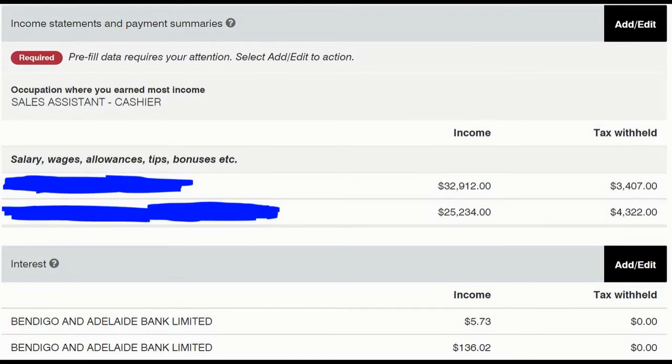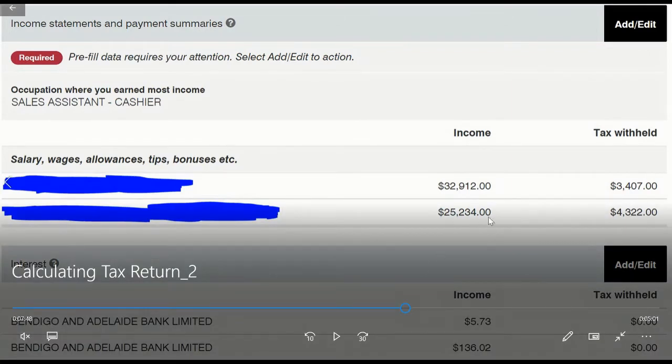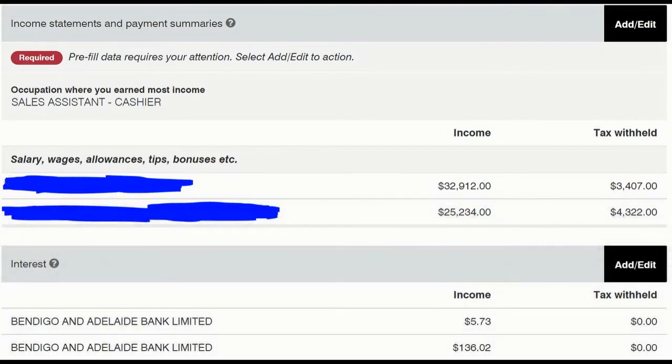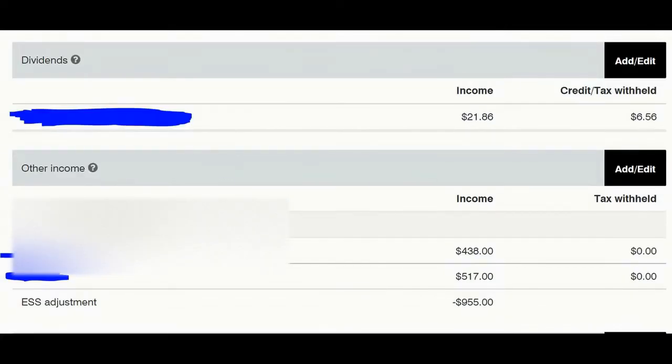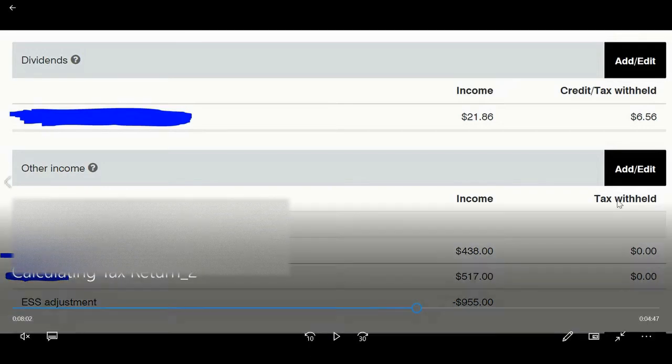So yeah, as you can see, they've already got the info on how much I earned from both jobs and the amount of tax that was withheld. The interest at the bottom, it's obviously the interest I got from my bank accounts, which is really not much, hey? Dividends, I got $21 in dividends from Woolworths employee share schemes. You'll see this adjustment here.